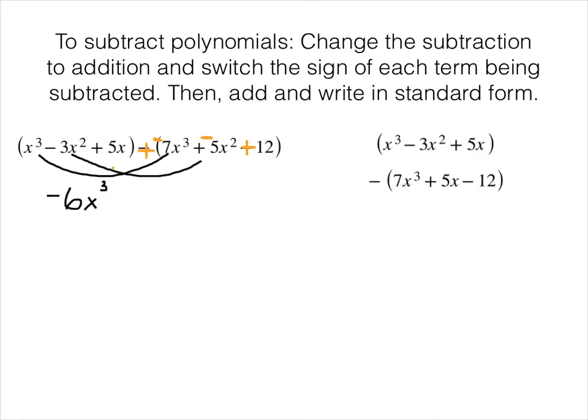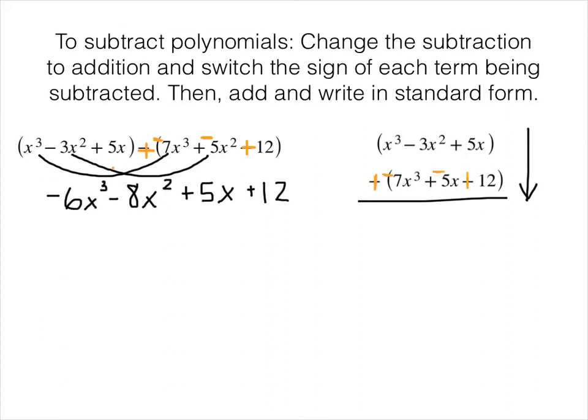Minus 3x squared and negative 5x squared. That's minus 8x squared. Plus 5x is the same as the previous problem, but now we have a plus positive 12 instead of a minus 12. Now we can look at that horizontally like we did here, or we can look at it vertically like this one over here. Again, you can use adding the opposite of each term, and now I can just add straight down. x cubed and minus 7x cubed is negative 6x cubed.